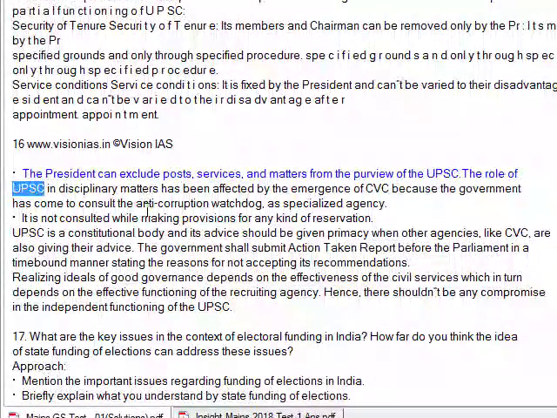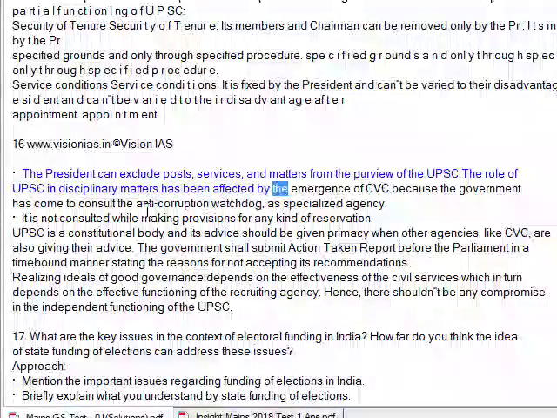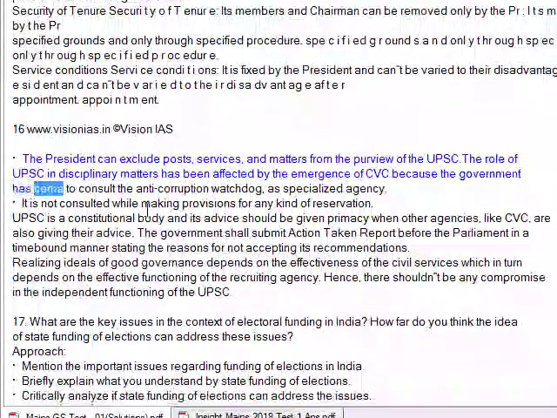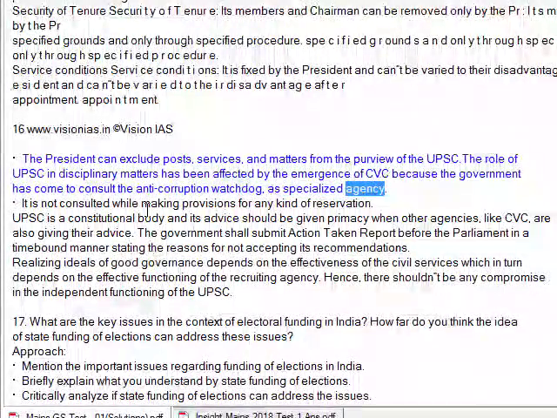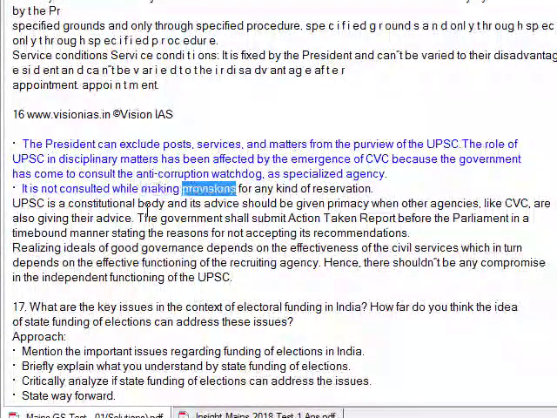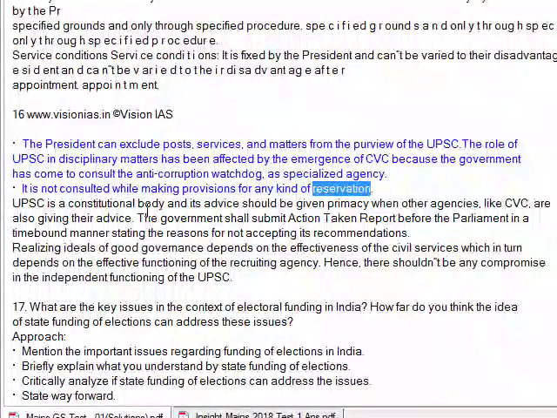The role of UPSC in disciplinary matters has been affected by the emergence of CBI because the government has come to consult the anti-corruption watchdog as specialized agency. It is not consulted while making provisions for any kind of reservation.